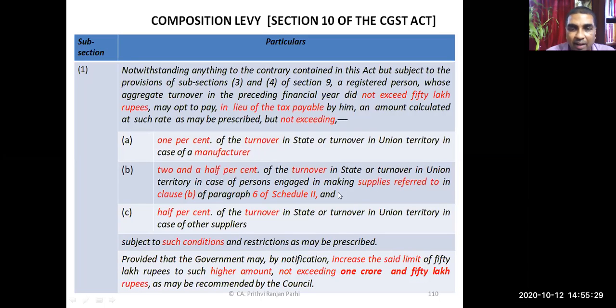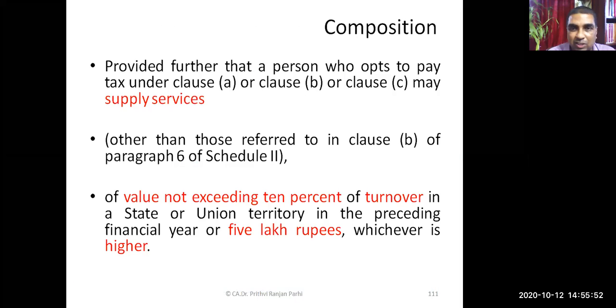Okay. And this provision was also there in this particular section. Also, there is a provision: the government may, by notification, increase the said limit of 50 lakh rupees to such higher amount not exceeding 1 crore 50 lakh rupees. So here, power was there with the government to increase it up to 1 crore 50 lakh rupees, and subsequently, government has increased it to 1 crore 50 lakh rupees. This part we have discussed earlier. One more thing also we had discussed earlier.